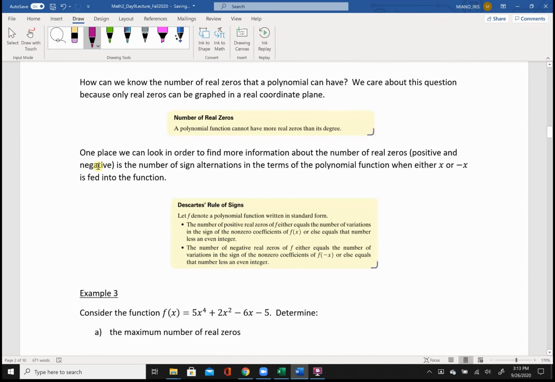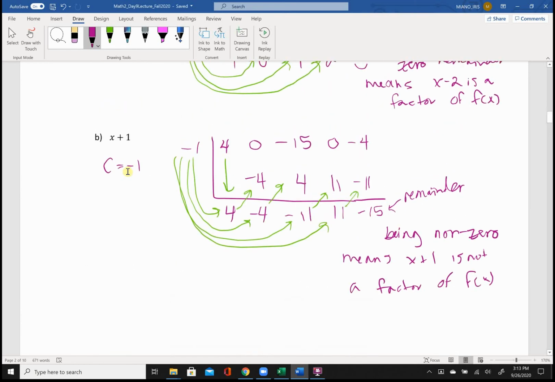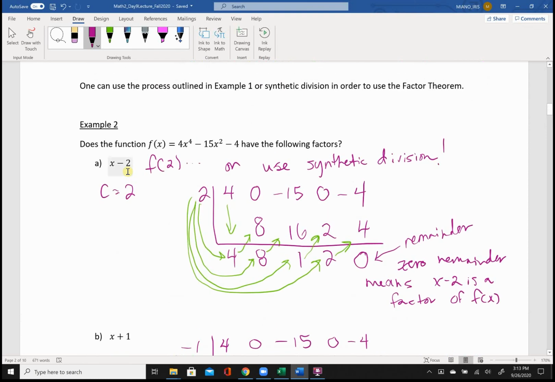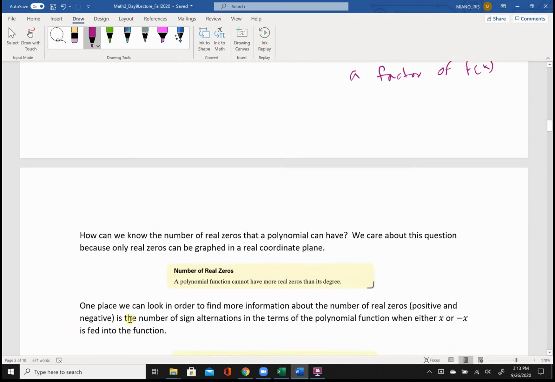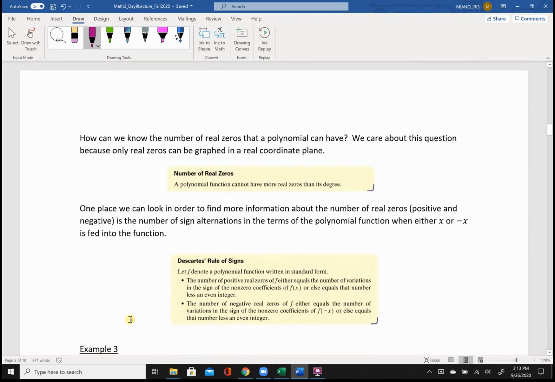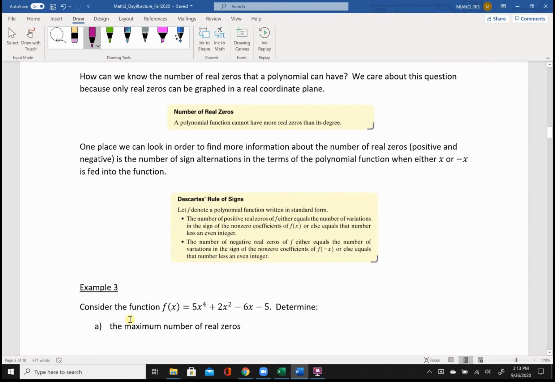Okay, so notice that we have some information gleaned from this particular function. We were able to determine that one of the binomials was a factor and the other one wasn't. But wouldn't it be nice to know how many zeros we should expect, at least at maximum? And wouldn't it be nice to know what the signs of those zeros might be?